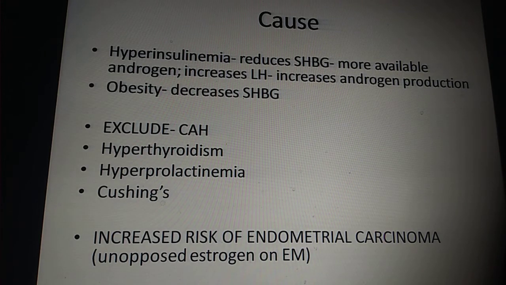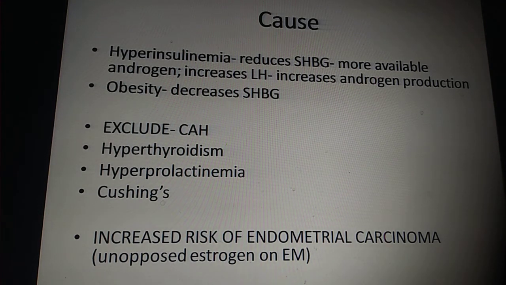So the causes: there is hyperinsulinemia. It is a pre-diabetic condition. There is an underlying hyperinsulinemia which reduces the sex hormone binding globulin, and this causes more available androgen in the circulation, which increases the LH, and the increase in the LH can also cause increased androgen production. So by and large, you get a hyperandrogenism there. And obesity can also decrease SHBG levels.